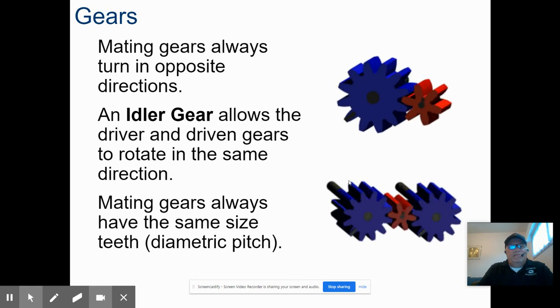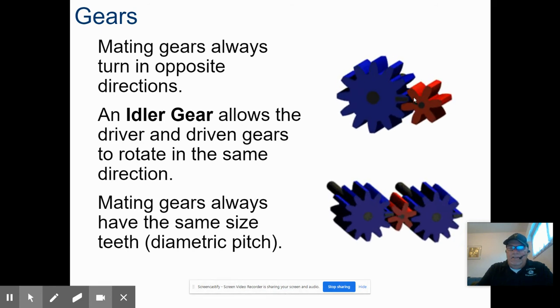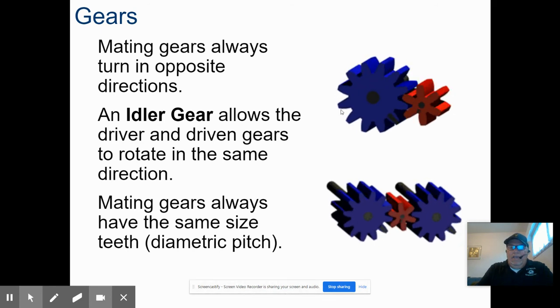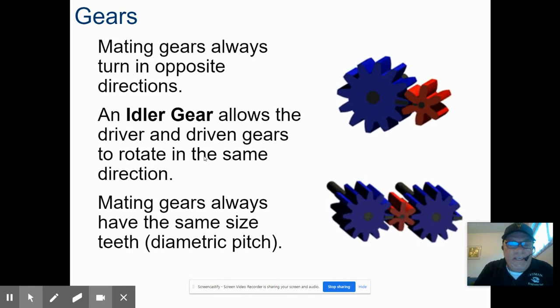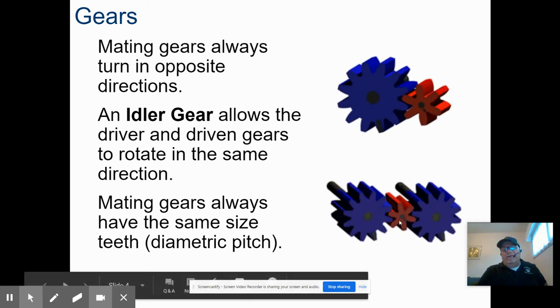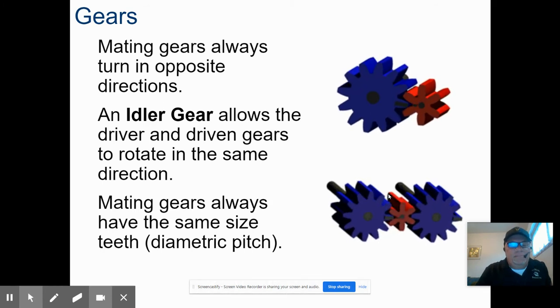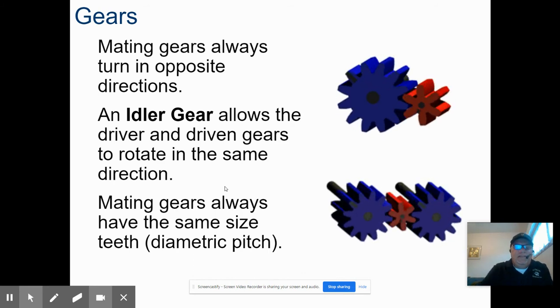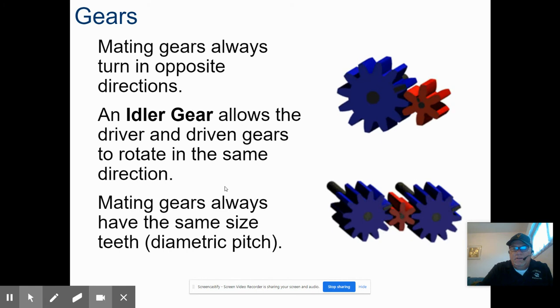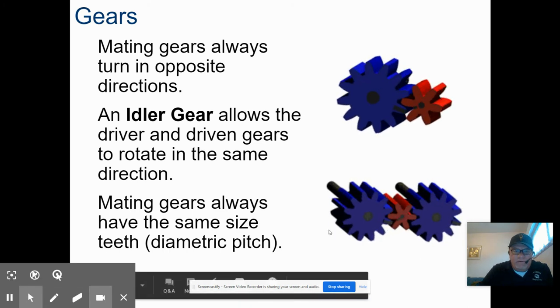So, mating gears always turn in opposite directions, right? You have this gear going this way and this gear going the opposite way. An idler gear allows the driver and the driven gears to rotate in the same direction. So here you have an idler gear, and it allows both these gears to go in the same direction. Mating gears always have the same size teeth. That's the diametric pitch, very important to note.